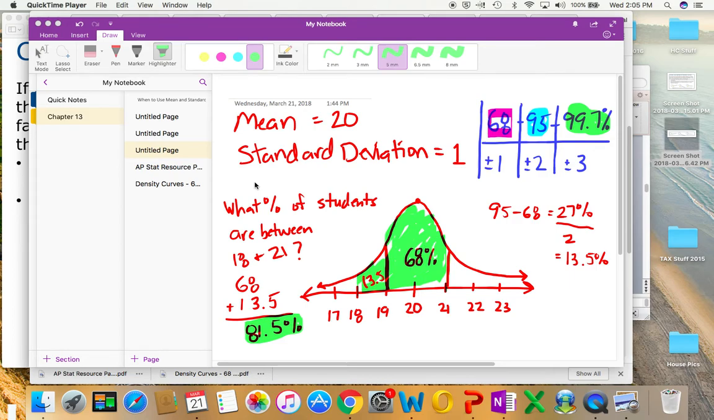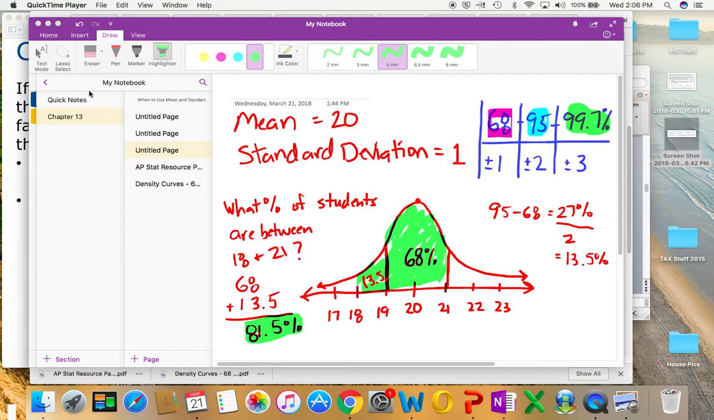Continuing our conversation about the 68, 95, 99.7 rule, and once again, it helps us answer these types of questions. What percentage of students are between 18 and 21? What I would recommend doing at this point, notice how we sectioned off our density curve into 68%, 13.5%. When you're given different intervals, what's going to help you is creating almost subsets.